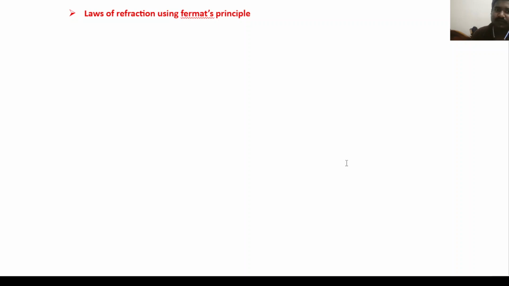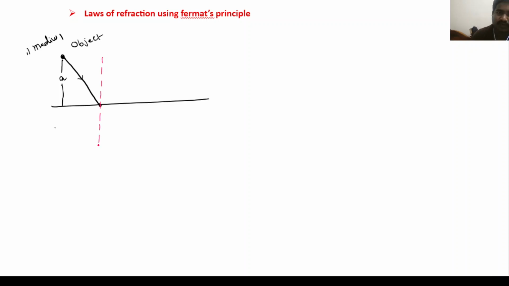Next, laws of refraction using Fermat's principle. Let us assume one surface, and here we take one object in a given medium. So let us take it as your medium 1, and here is your object. Now the object is initially at a height a from the point of interface. Now one light ray will be incident on the surface at this point. You make a normal at the point of contact.